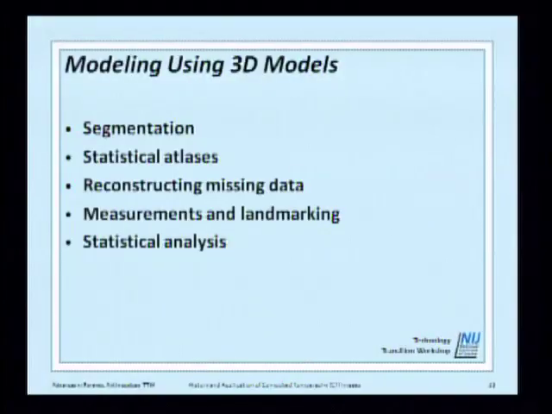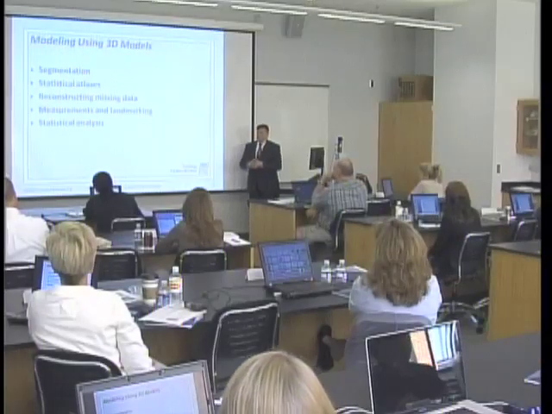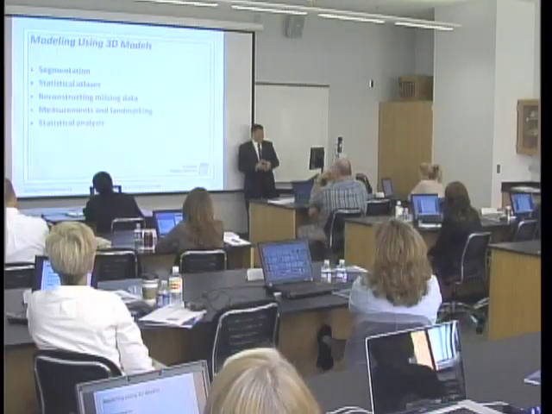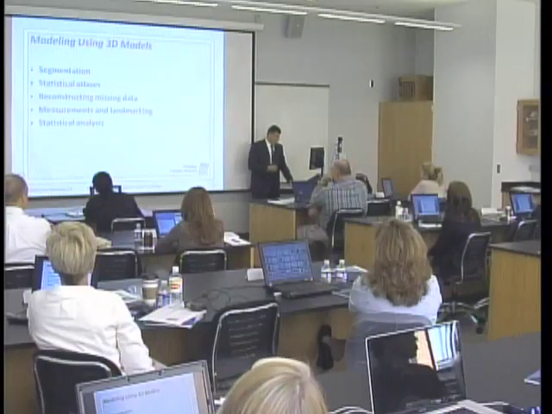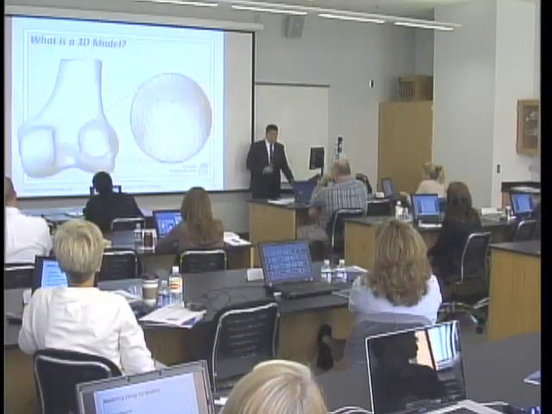The other approach is to use segmentation, and then in the segmentation you apply statistical atlases, and this can help us in reconstructing missing data, and then can actually help us in the measurements and landmarking, and then we can run different types of statistical analysis. Every one of these steps we're going to explain right now.